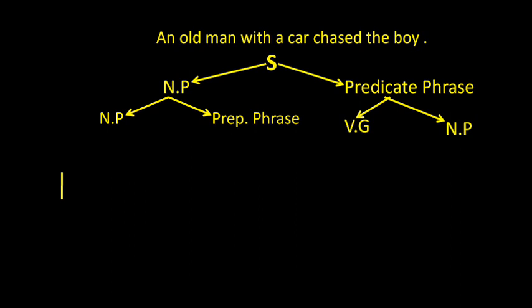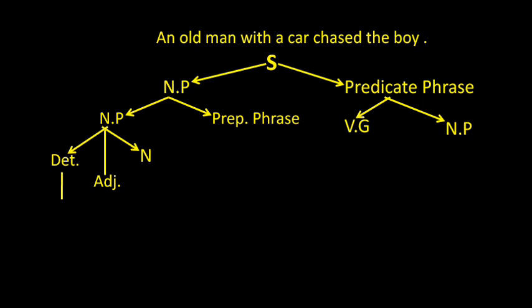Now an old man, this noun phrase can be divided into three. How? An is a determiner, and what kind of determiner is it? It is an article, an. Then old is adjective; an adjective is any word describing a noun or pronoun. And man is noun.